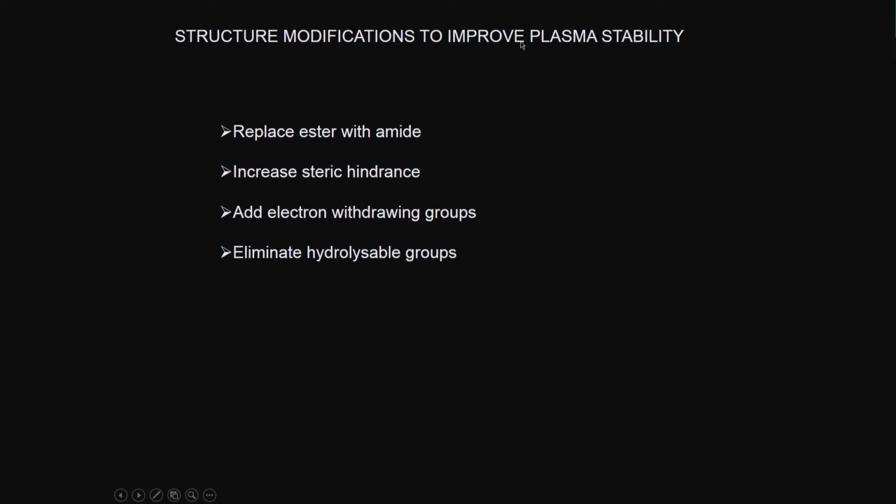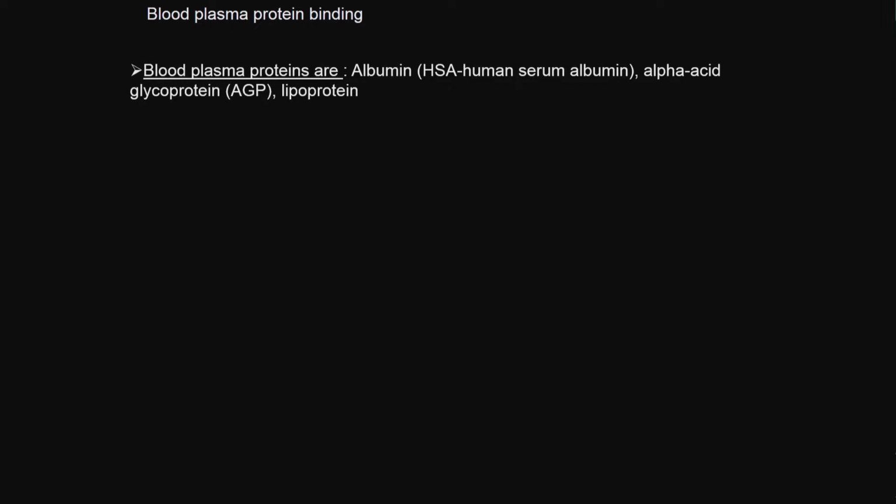So what are the various things we can do? Replace esters with amides, because amides are less hydrolyzable than esters. Increase steric hindrance, add electron withdrawing groups, eliminate hydrolyzable groups. These are the various strategies we can use to improve plasma stability. Of course, we also have proteins in the blood plasma, and compounds can bind to them, thereby their concentration in the freely available form will be very low. So we want to avoid that also.